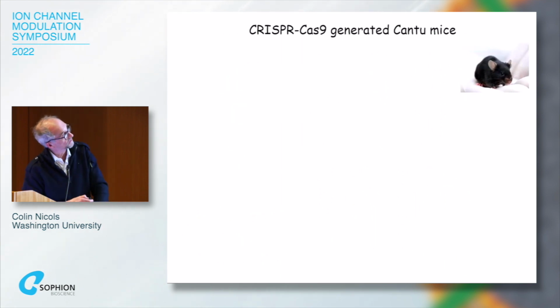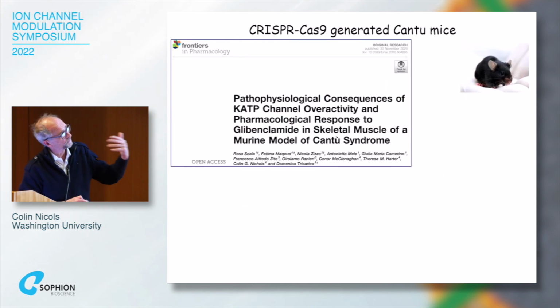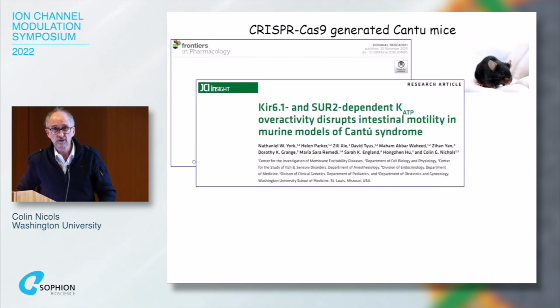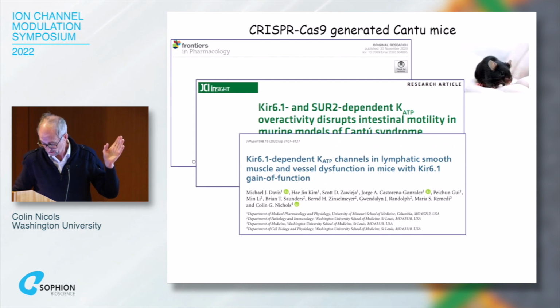But before I get there, just to point out, we've done many studies now of different aspects of Cantu, and I don't have time to talk about them all, including skeletal muscle pathologies that are arising, which can be treated potentially by glibenclamide. We have shown that there is decreased contractility of the gut through the same problem of smooth muscle. And again, if we treat with glibenclamide, we can increase motility in the gut. Same thing in lymphatic vessels. This is the work of Mike Davis, who's at University of Missouri.